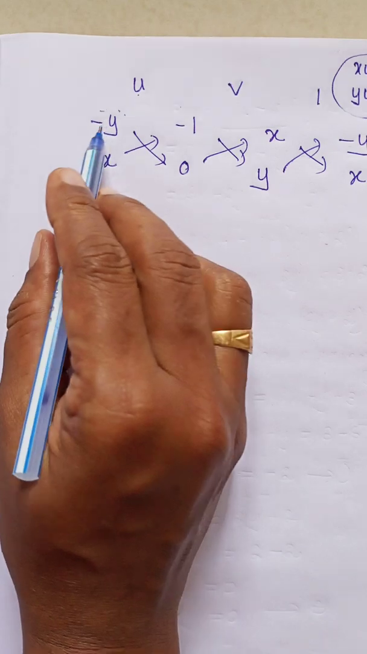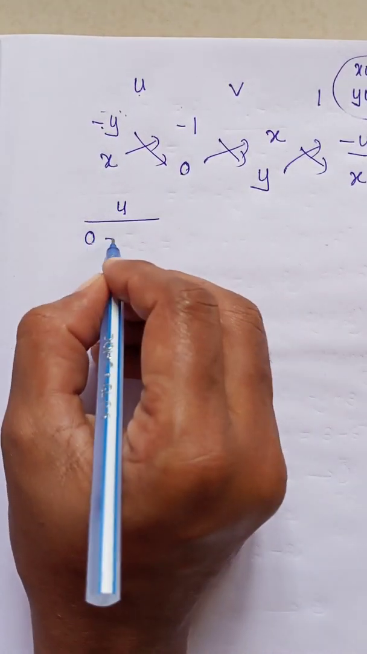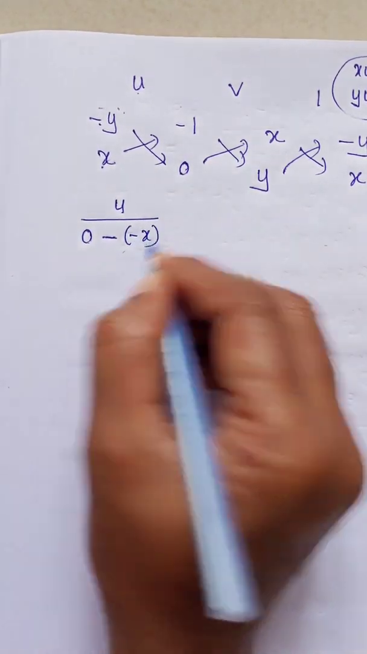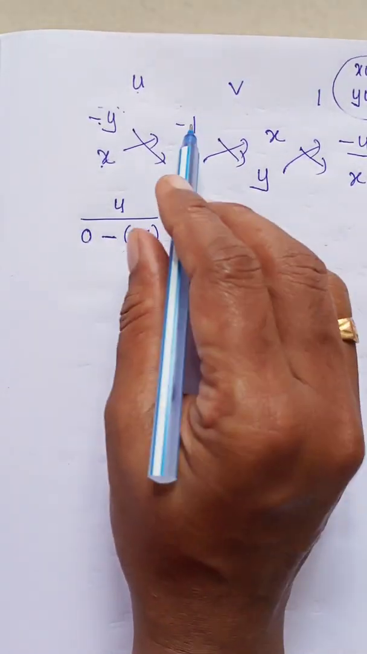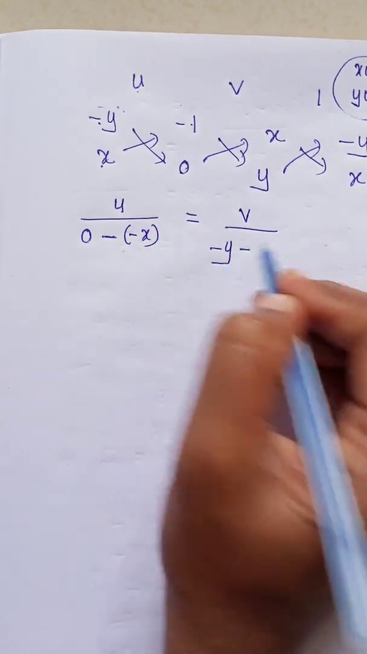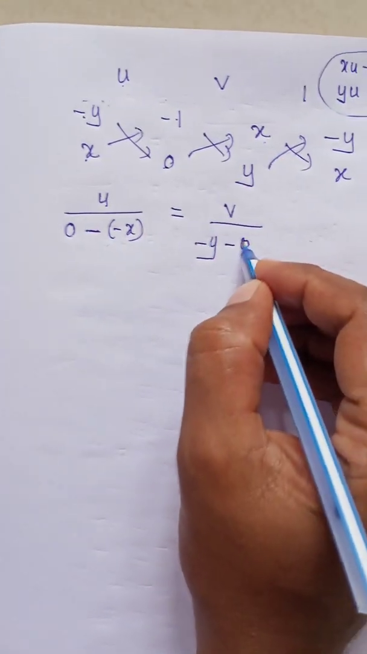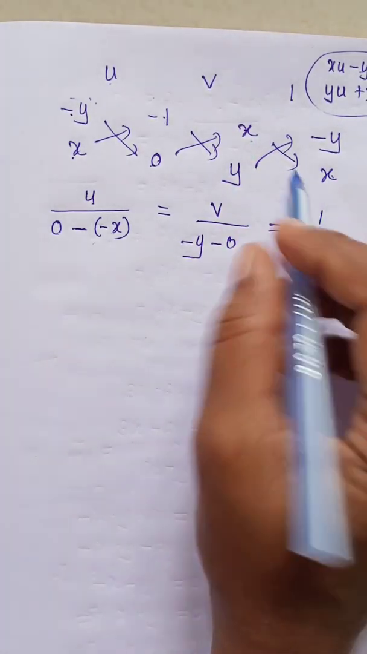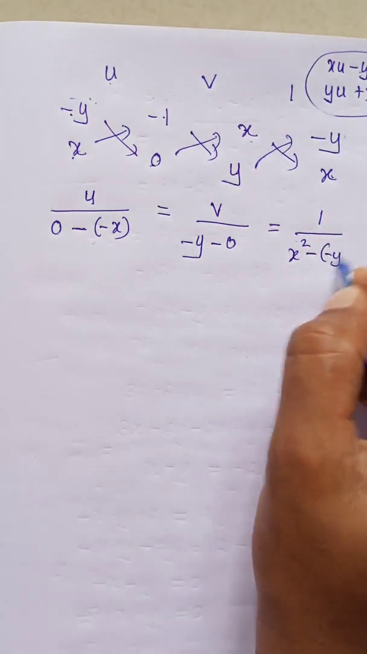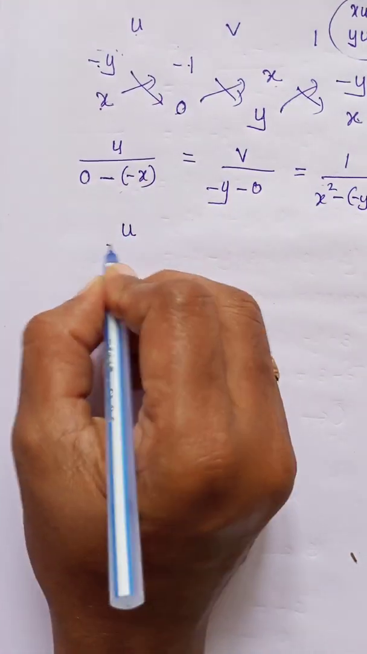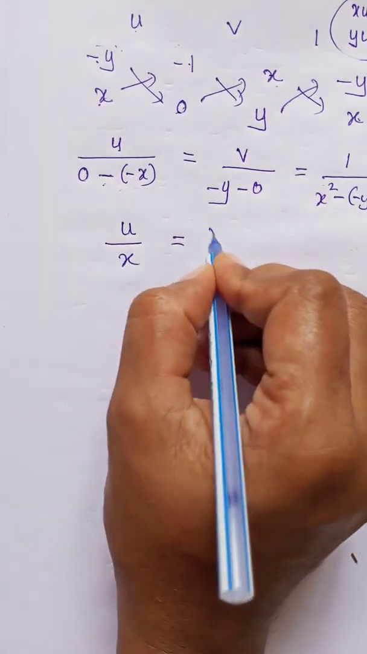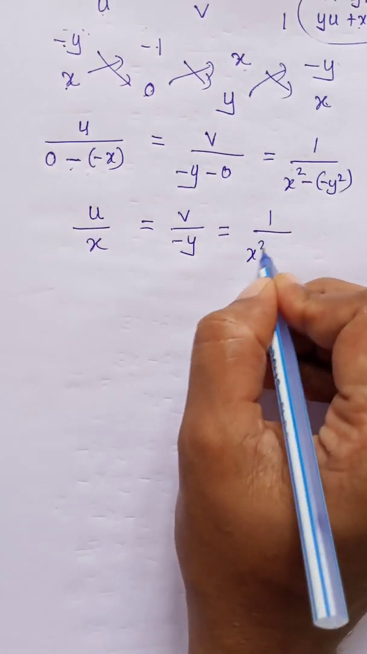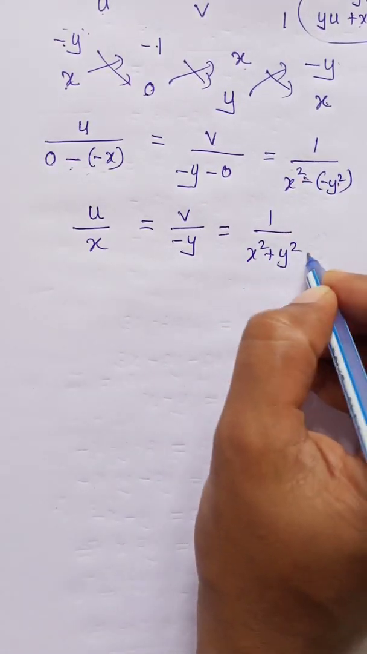u divided by minus y into 0 is 0, minus the next arrow, x into minus 1 is minus x, equal to v by minus 1 into y minus y, minus 0 into x is 0, which is equal to 1 by x into x, x square, minus y into minus y is minus y square. Or u by x equal to v by minus y is equal to 1 by x square plus y square.